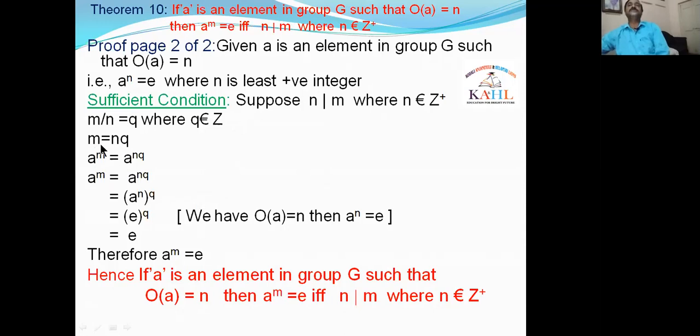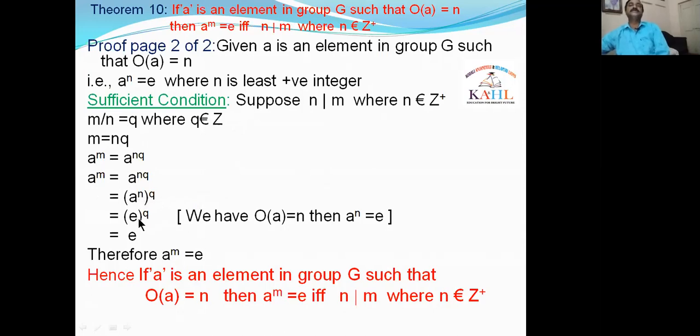Now I am taking both sides as powers of A. That means A power M is equal to A power NQ. A power M is written as it is in the next step. A power NQ can be written as (A power N) whole power Q. What is A power N? From the given data, A power N is equal to E. So I am substituting this A power N with E.